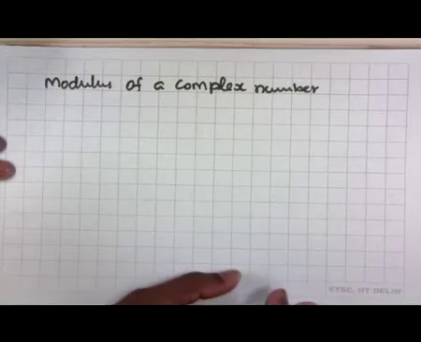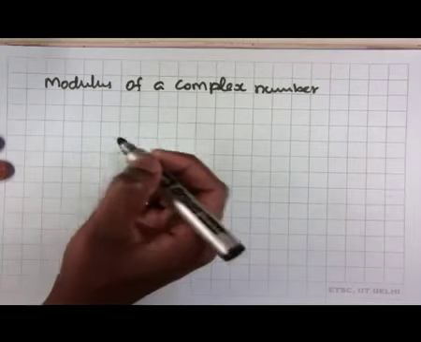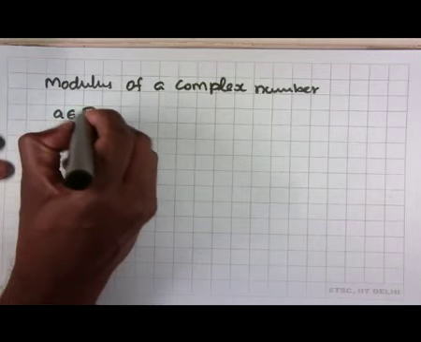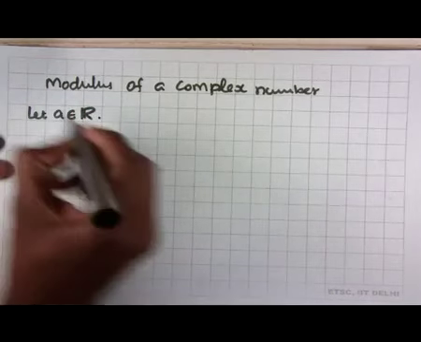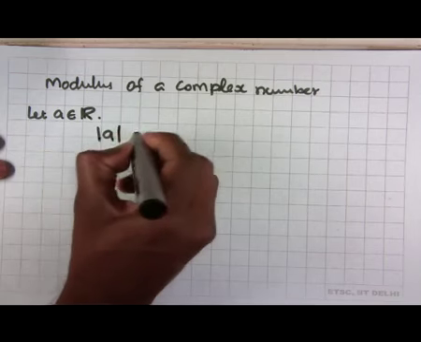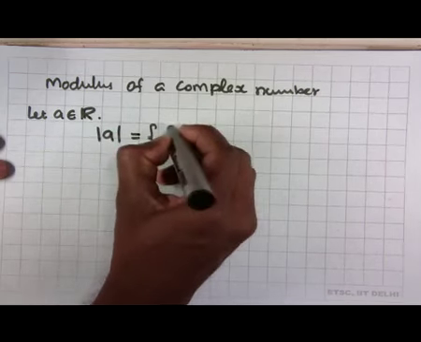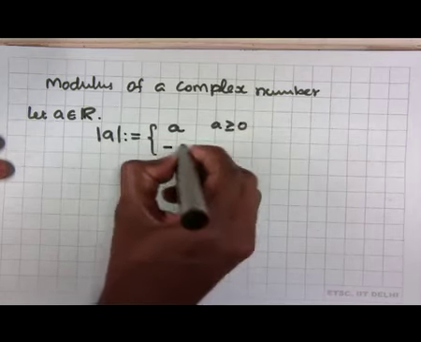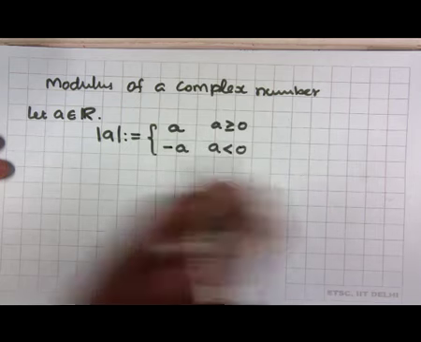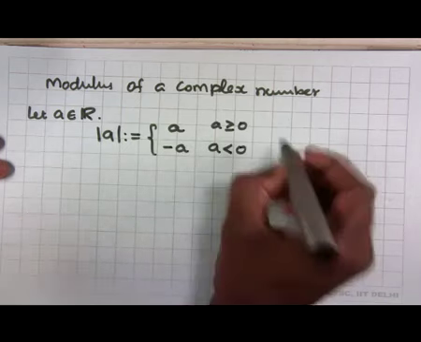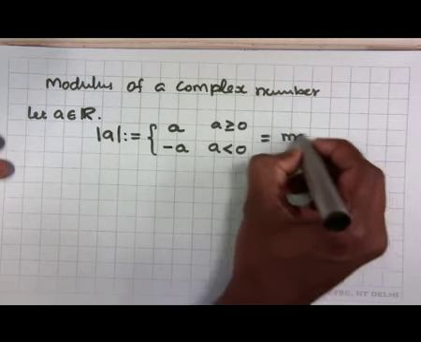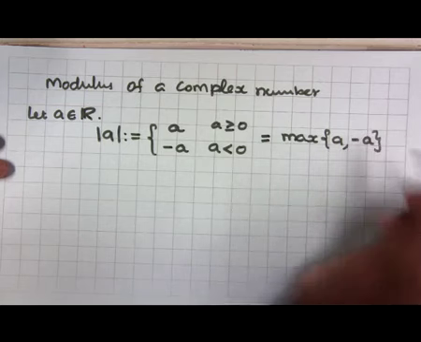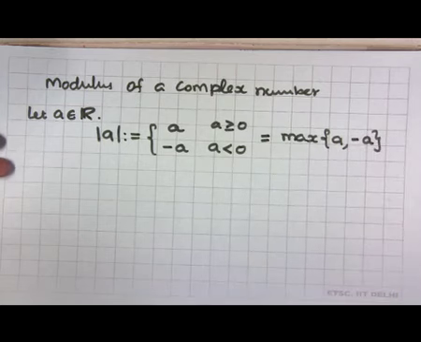So, first let me recall how we define the modulus for the real number system. For A in real numbers, we define the modulus of A as A if A is non-negative, and minus A if A is less than 0. The same thing we could also write as the maximum of A together with minus A. So, this gives the modulus definition.